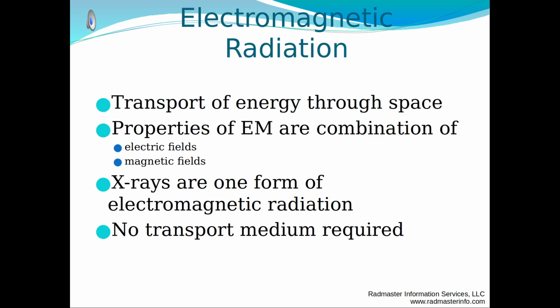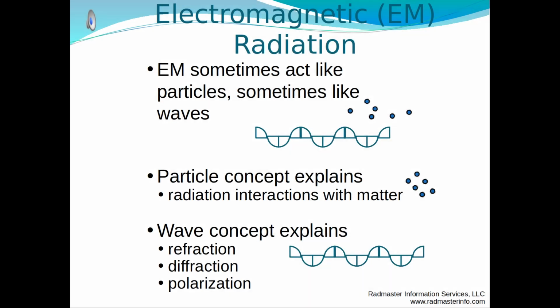Let's change subjects. Electromagnetic, or EM, radiation is the transport of energy through space. EM, as the name implies, has properties of both electric and magnetic fields. No medium is required to transmit this energy, which is a good thing since we get light and heat from the sun through the vacuum of space. Sometimes EM acts like particles, traveling as individual particles, but sometimes EM has properties of waves. For example, EM radiation can undergo refraction, or bending.